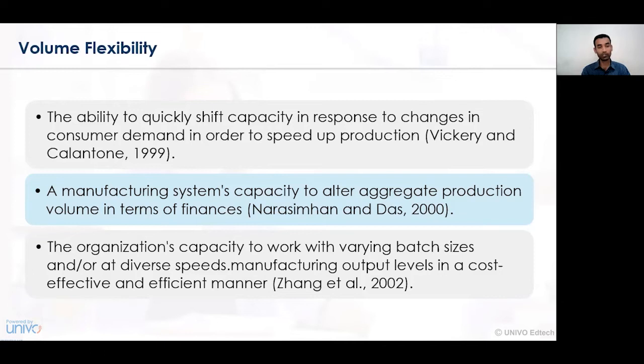Another concept with respect to volume flexibility was given by Zhang and others in the year 2002, wherein it focuses on the overall organization capacity, wherein the production is being taken in several batches. So when the speed of a particular production activity is either increased or decreased, what is the impact on the volume, that is the quantitative flexibility of the production being undertaken. Hence, for this concern, a cost-effective and efficient system needs to be implemented, and accordingly, certain changes in the manufacturing process or cycle need to be implemented.